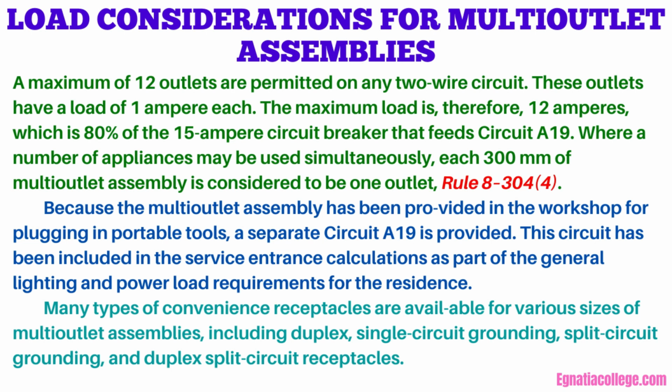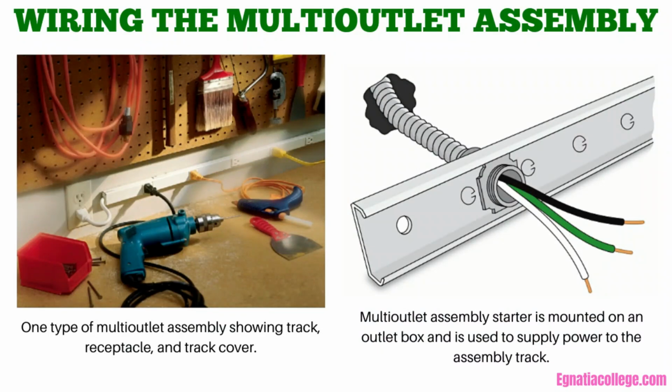8-304-4. Because the multi-outlet assembly has been provided in the workshop for plugging in portable tools, a separate circuit A19 is provided. This circuit has been included in the service entrance calculations as part of the general lighting and power load requirements for the residence. Many types of convenience receptacles are available for various sizes of multi-outlet assemblies, including duplex, single-circuit grounding, split-circuit grounding, and duplex split-circuit receptacles.